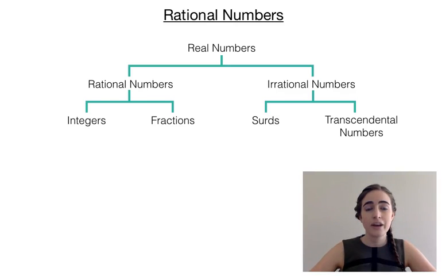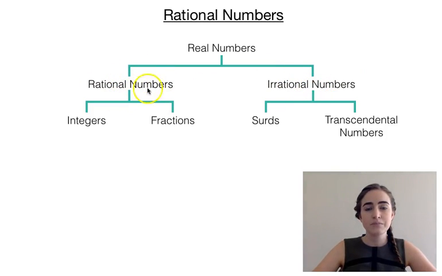In this video, I want to have a look at rational numbers. So I want to start off by just explaining what those are. We've got this number family tree here, and right up the top it starts with real numbers. Real numbers are all the numbers that you have ever known. It then branches down into rational numbers and irrational numbers.